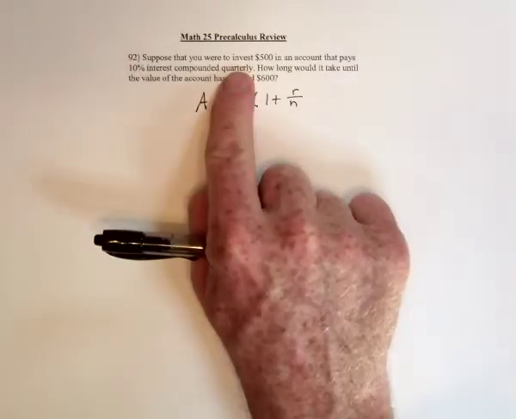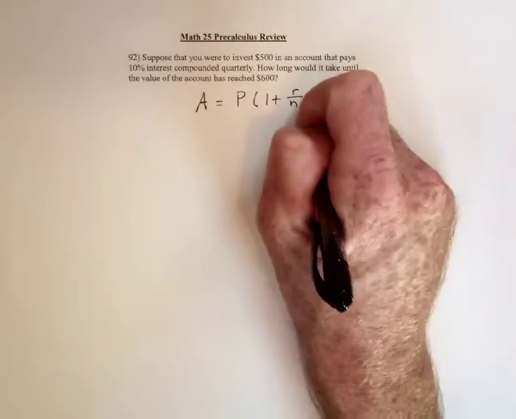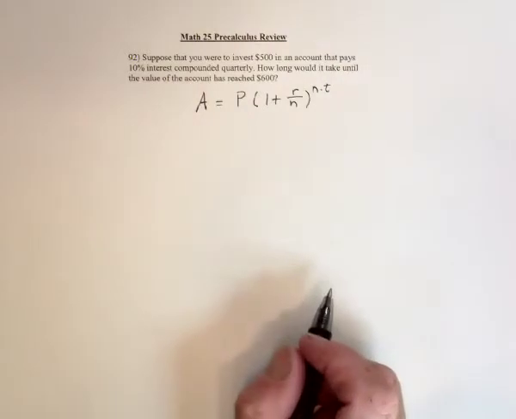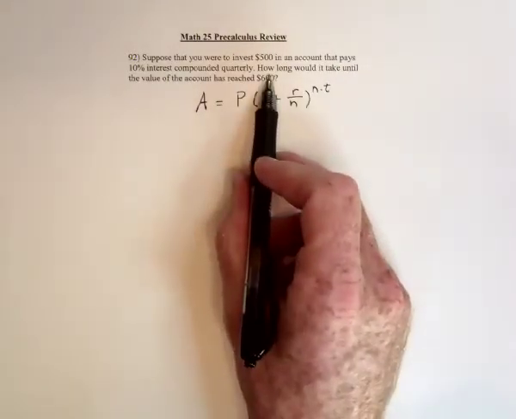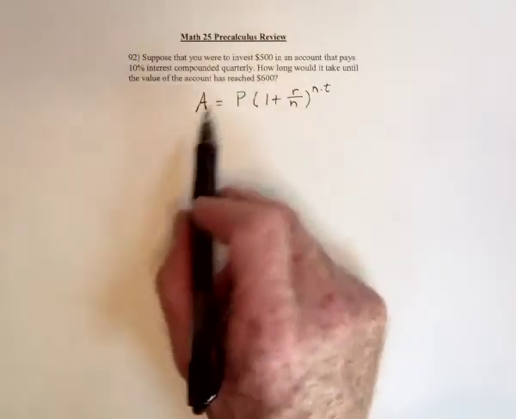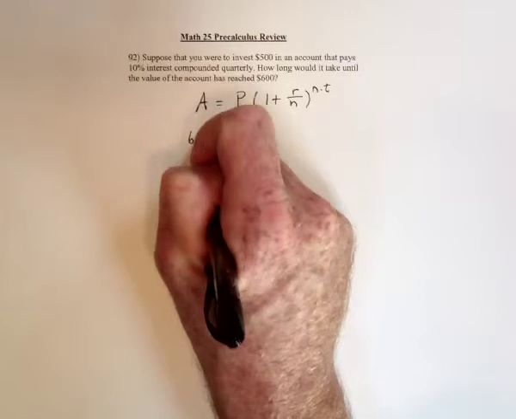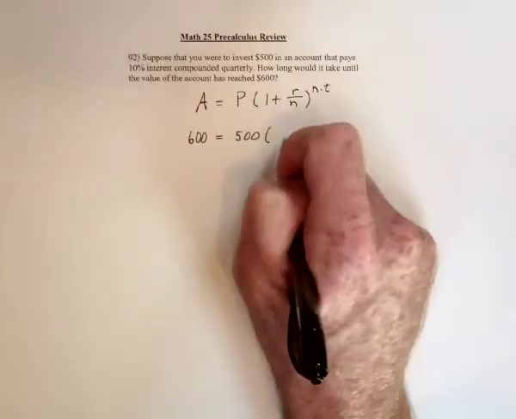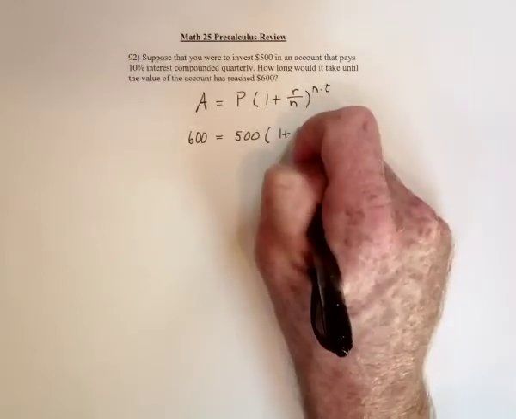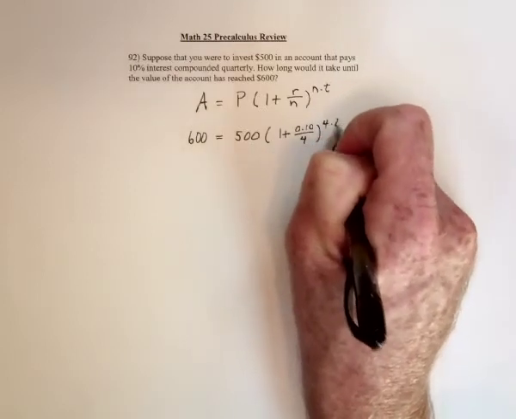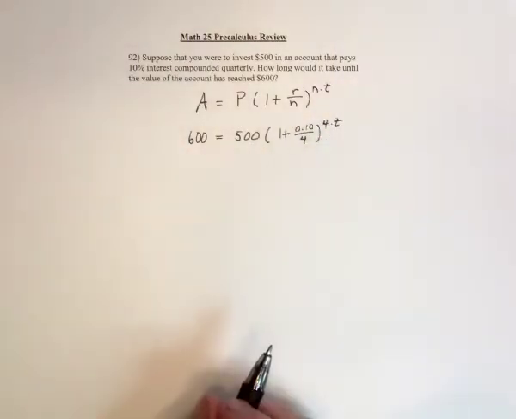Quarterly means 4 times a year, so our n will be a 4, and then the exponent is n times however many years. And in this one, we're actually being asked to solve for that t. So the amount reached is going to be $600, so that's the A. So if we've got $600 after a while, and we invested $500 in the bank, and it pays 10% quarterly, then the equation would look like this, and we need to solve for t, which is time in years.